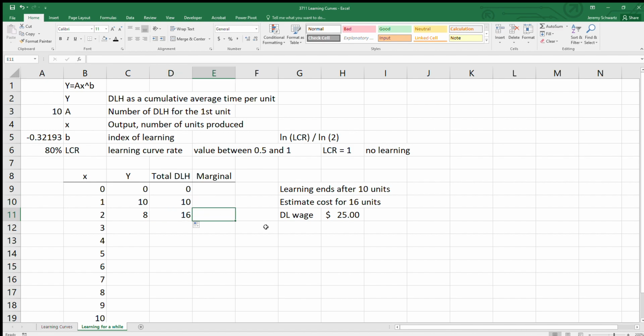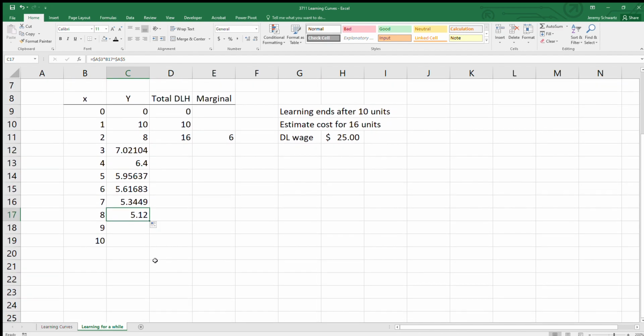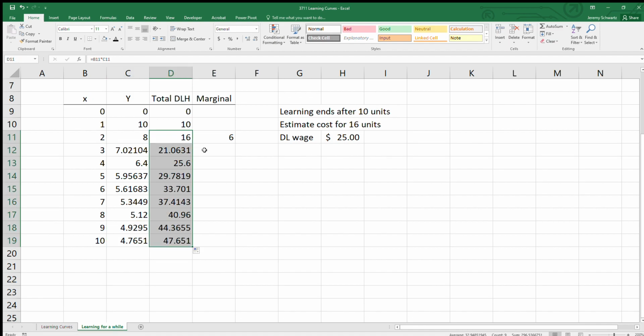And so then we're at 16 total. So then this marginal, 16 minus 10, the marginal amount of time took 6 hours. So we continue this down. So from 8 to 6.4 to 5.12 as we do 80% of each. But now we're going to continue on to 10, which means that after 10 units, we've worked 47.65 hours.